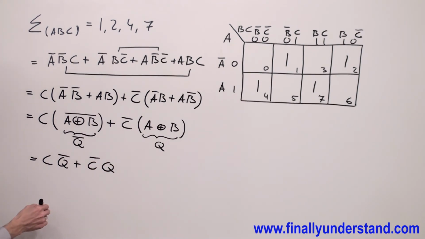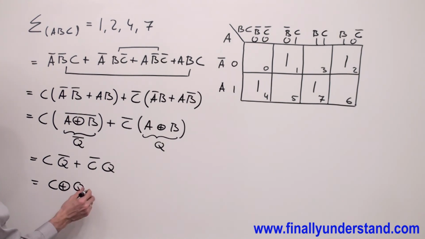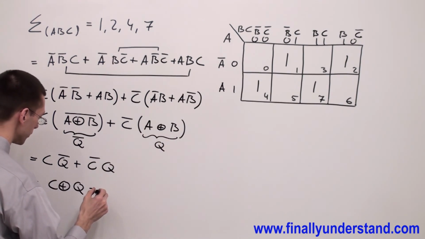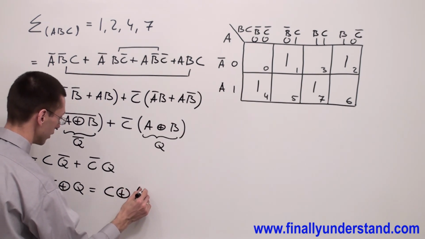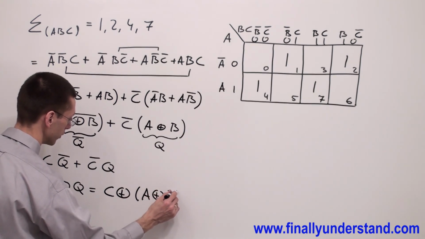As you can see, this is nothing else, just exclusive OR. That's why I'm going to write this as C exclusive OR Q. But this is not my answer yet. We said that Q is equal to A exclusive OR B. So I'm going to write C exclusive OR A exclusive OR B.